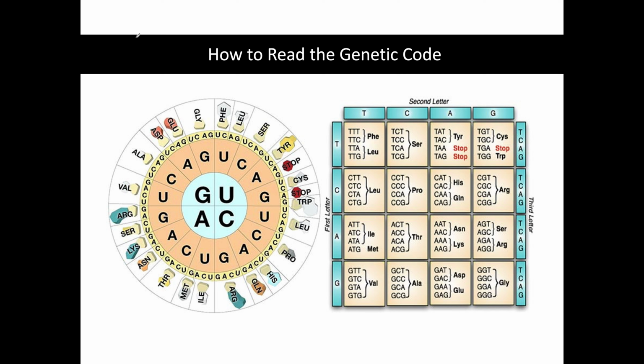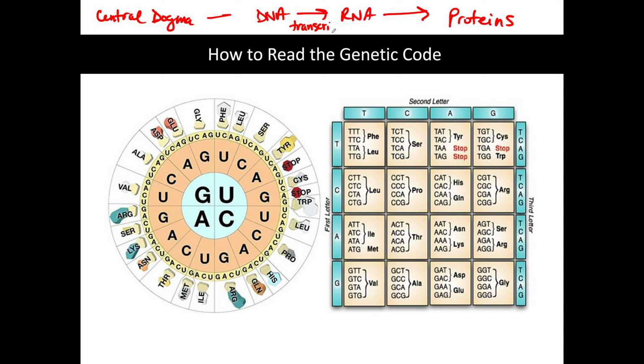Now in biology, we have something called the central dogma. And the central dogma, or what is central to life, is DNA makes RNA, makes proteins. And this process here from DNA to RNA is known as transcription. And from RNA to proteins is known as translation. And both of these processes have the same three steps.